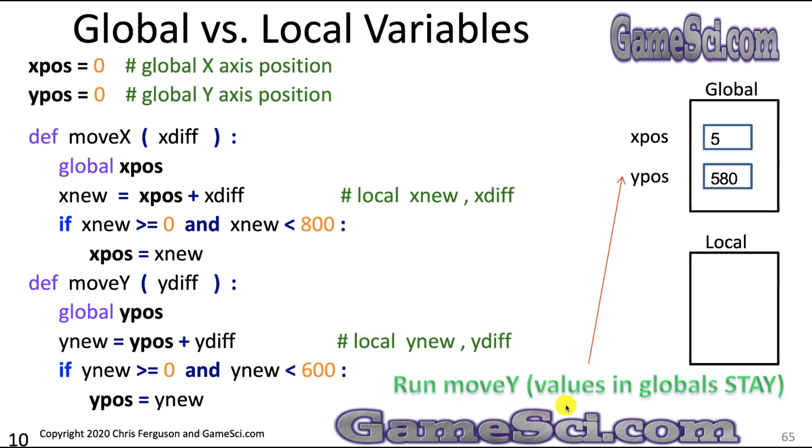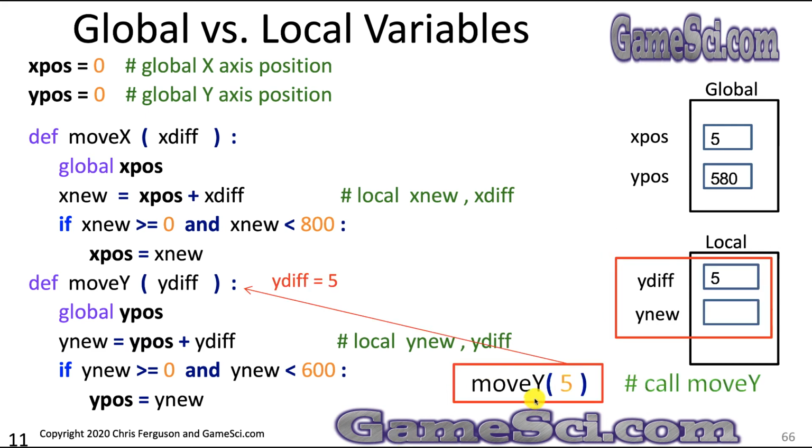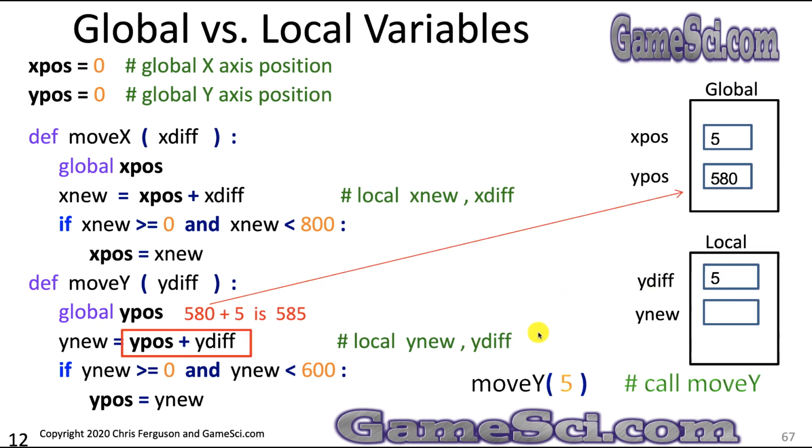Let's call move Y and look at the values in the global variables. They're still there. It's still 5 and 580 for X position and Y position. Global variables stick around. And this call to move Y happens below the functions because you cannot call a function until you define it. We'll call move Y and we'll pass it the argument 5. So we pass the argument 5 and ydiff, the parameter, gets set to the argument value of 5, and you can see it shows up there in the local variable.